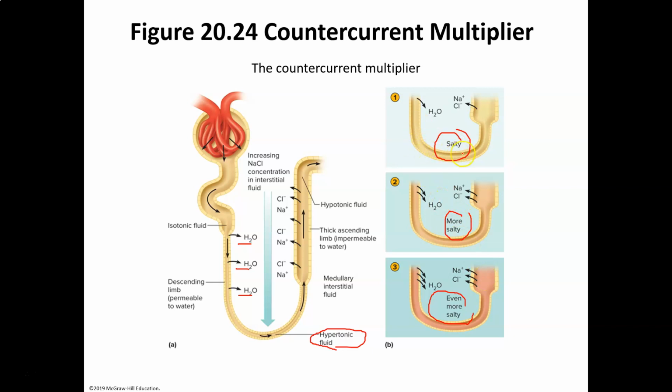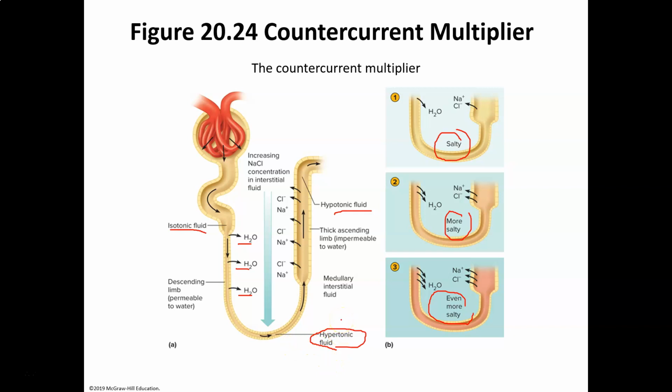At the loop, it's very salty, but at either end, it's isotonic at that end of the loop, and it ends up being hypotonic by the time you've gone into the proximal convoluted tubule. That's why that video that I put on there really explains this quite well, and it shows you how you develop this salty solution, this hypertonic solution down here.